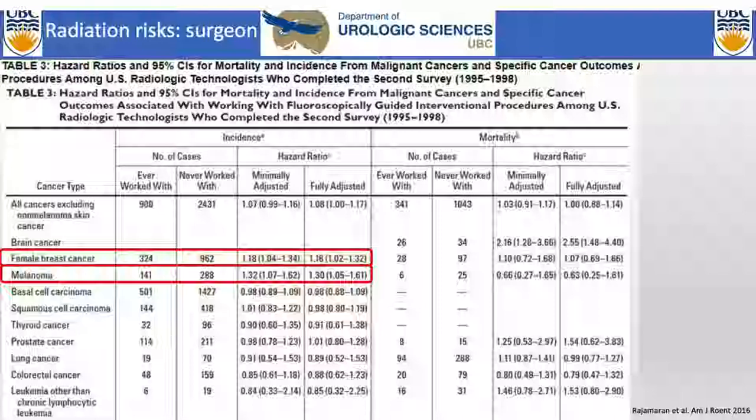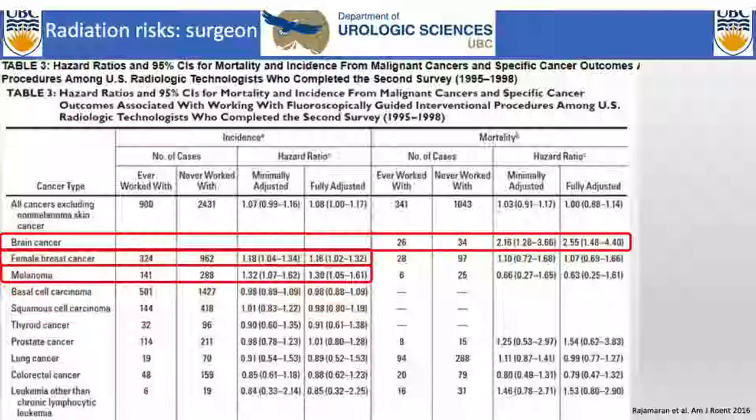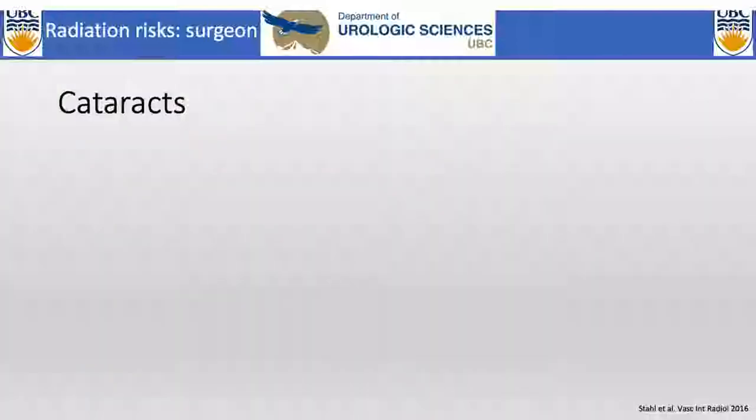This is over about a 10-year period. More concerning, for brain cancer, they found a hazard ratio for mortality around 2.5 for people exposed to high doses of radiation over time. So the brain cancer risk, there's no definitive answer by any means, but there's definitely some data suggesting that there could be a link there.